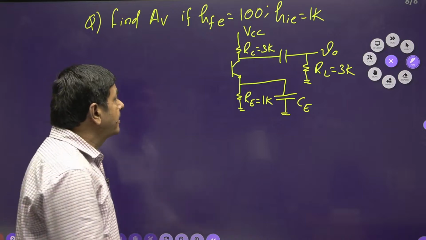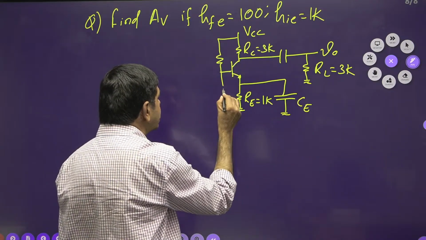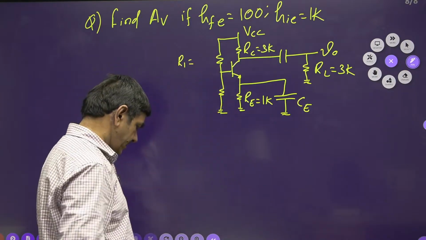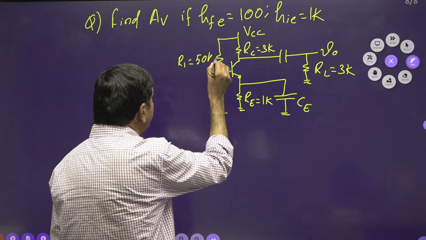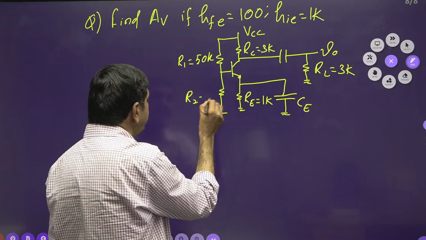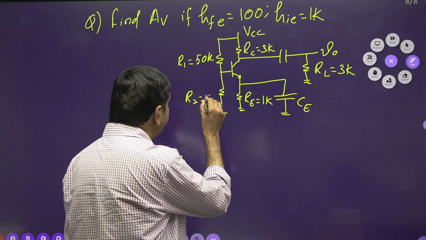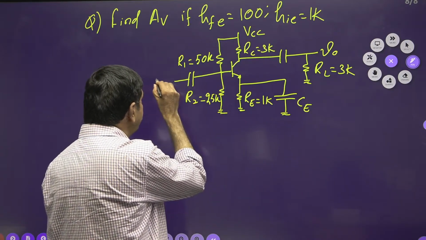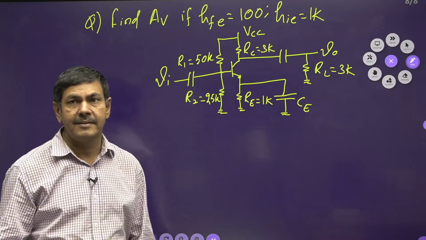The biasing given here is voltage divider biasing. Here it is connected with two resistors R1 and R2. R1 is given 50K and R2 is given 25K. There is a capacitor with Vi. That is the given problem.